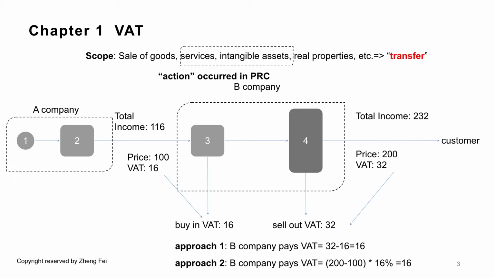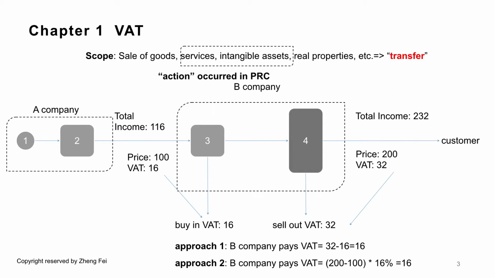Approach 1 equals the sell-out VAT deducted by buy-in VAT. And the second approach equals the buy-in and sell-out price difference multiplied by the VAT rate. That's if it's after April, then 13% it is. It's important to keep in mind that actions occurring outside the territory of the PRC are not subject to VAT within the PRC.